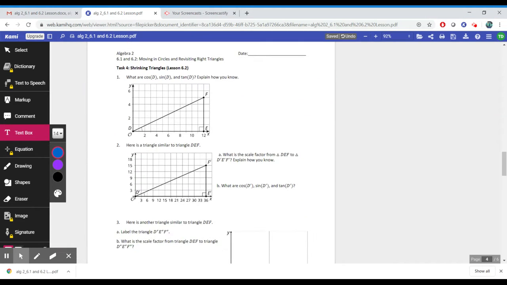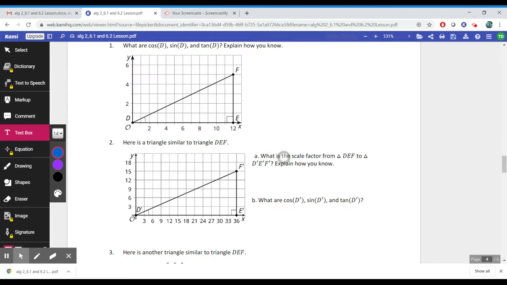That takes care of task 3, so we'll take a look at our last task for the day. Task 4, shrinking triangles. So what are cosine D, sine D, and tangent D for our first problem? Explain how we know. Okay, well, we'll do this with the Pythagorean theorem, just like we've been doing the last couple of them.